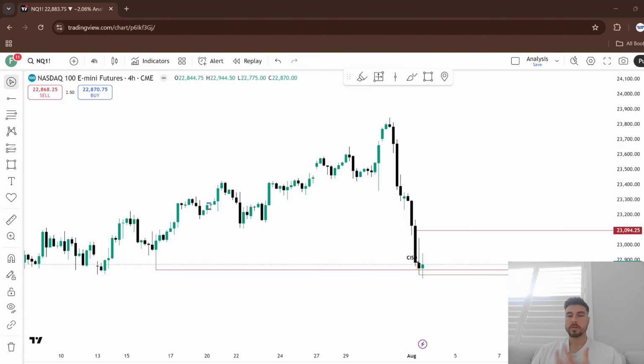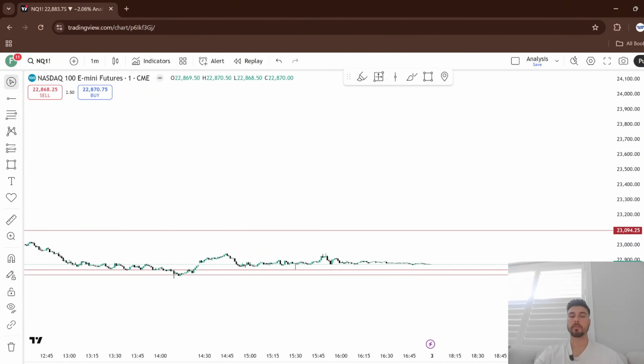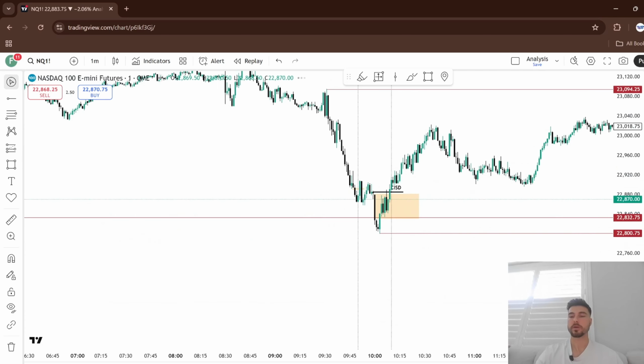So always start on a higher time frame chart. That could be the 4-hour, the 1-hour. Typically for me, it's the 15-minute. But again, because we've had a big drop, we go to the higher time frames. Once you've swept liquidity on the higher time frames, drop back down to a 1-minute chart. And once you're on the 1-minute chart, this is where you're looking for those entry confirmations.